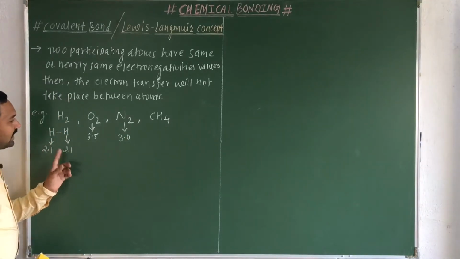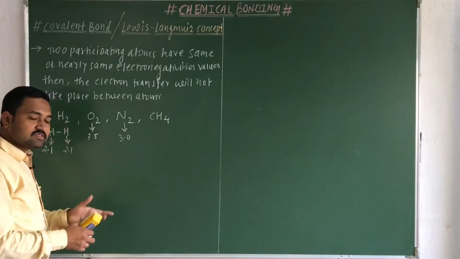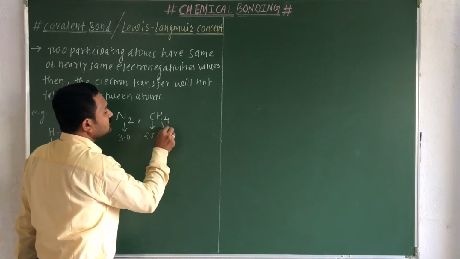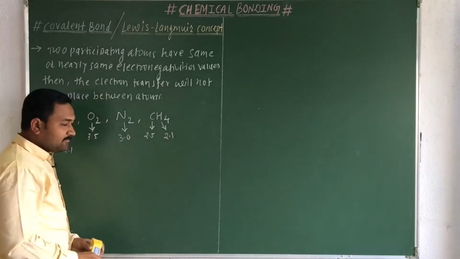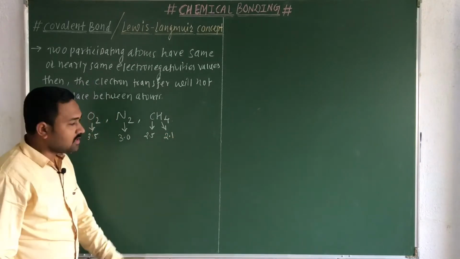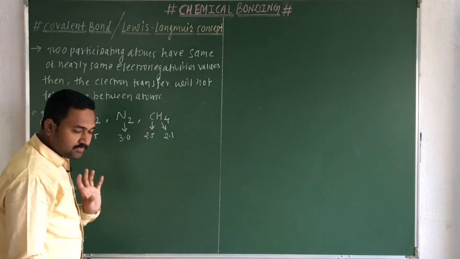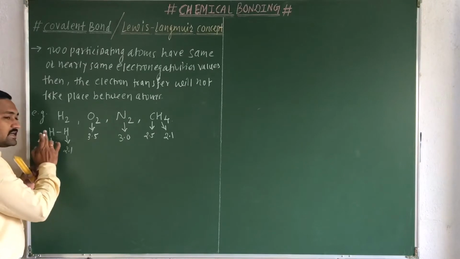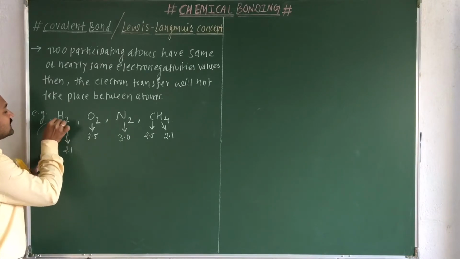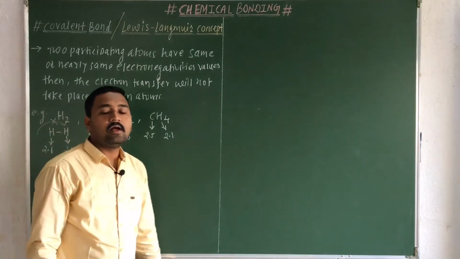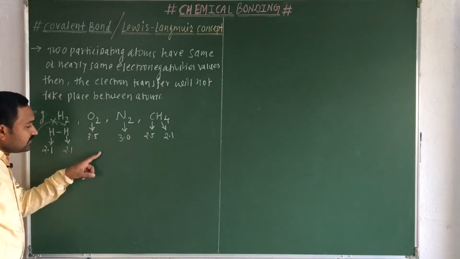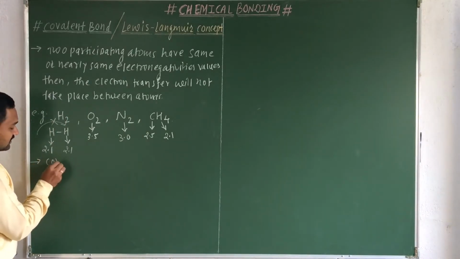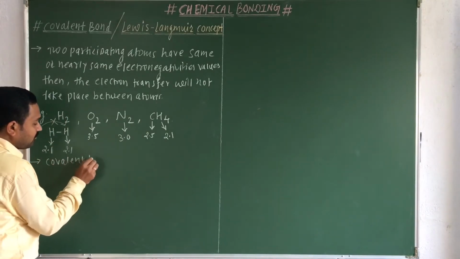That means both atoms in these first three examples have the same electronegativity value. Now here carbon has the electronegativity value 2.5 and hydrogen has 2.1. That means it is nearly equal, not exactly equal but nearly equal. In such cases the electron will not transfer from one atom to another atom. And here Lewis introduced a new type of bond, generally known as a covalent bond.